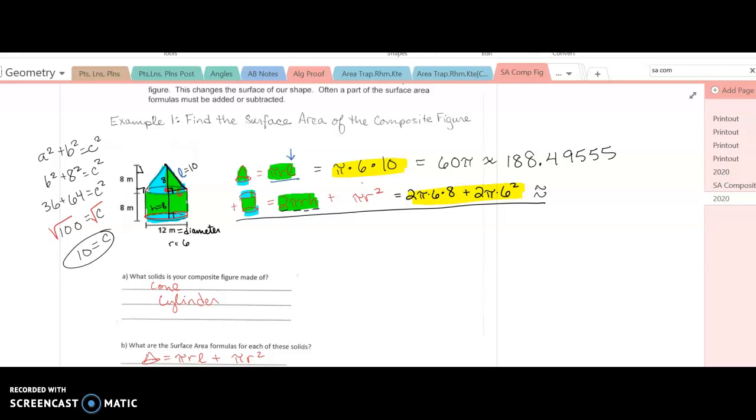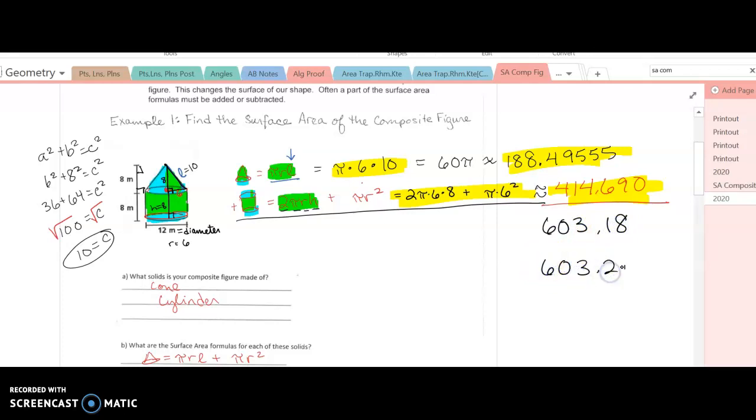Okay. And then for this second part, I'm going to go ahead and put all this in my calculator at once. Oh, and look what I did. Out of habit, I put a 2 on that pi r squared there. Silly me. Because it's now just 1 pi r squared. And so that comes out to 414.690. Again, we're not rounding those intermediate values. And now we're going to add these two numbers together, for a final answer of 603.18, or to the nearest tenth, 603.2 meters squared.